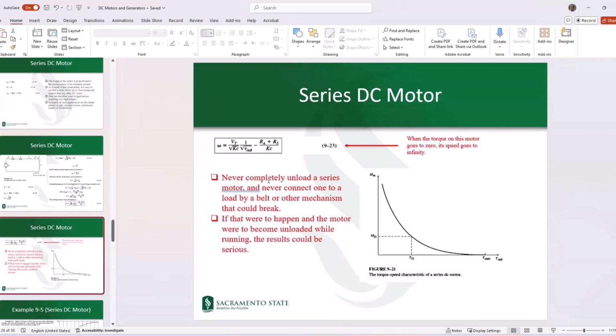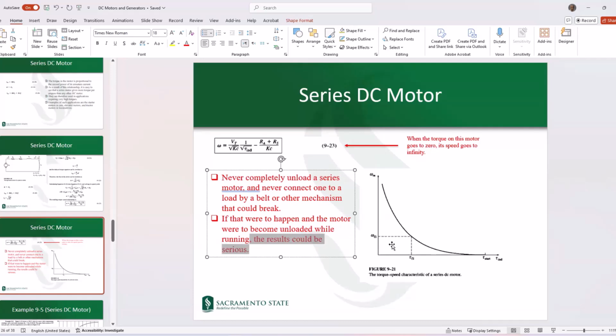Based on this, we should never completely unload a series motor. And we should never connect a series motor to a load by a belt or other mechanisms that could break. So we need to make sure that the motor is always loaded. And if it happens that the motor becomes unloaded while running, the results could be catastrophic. So we should keep that in mind.